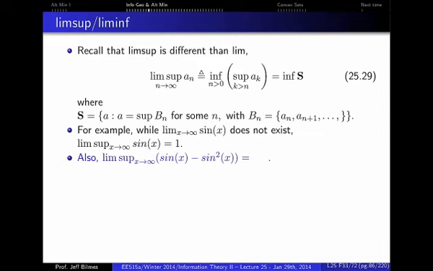Sine x minus sine squared x. Yeah, I'd guess either 0 or 1 or negative 1. No, it's actually 1/4. But the point is that there's this oscillating crazy thing. And it turns out that if you take all of the supremums, and then you take the greatest lower bound of all the supremums, you get 1/4.